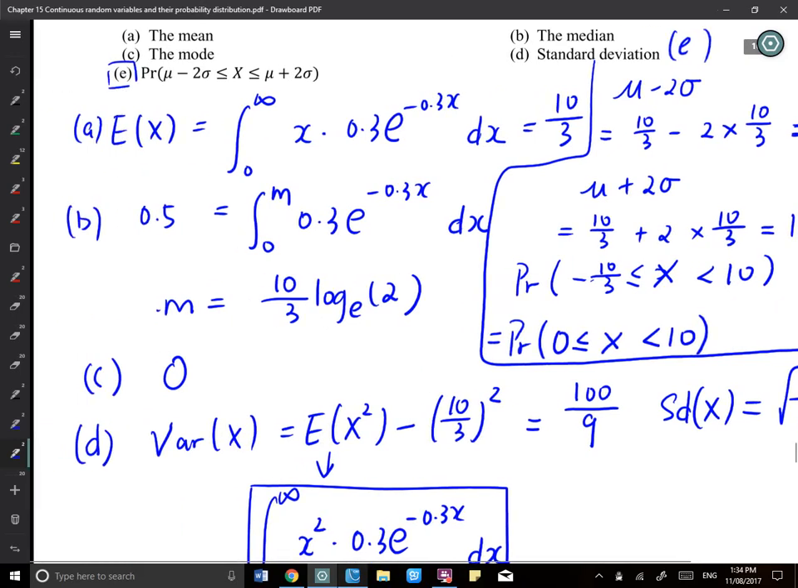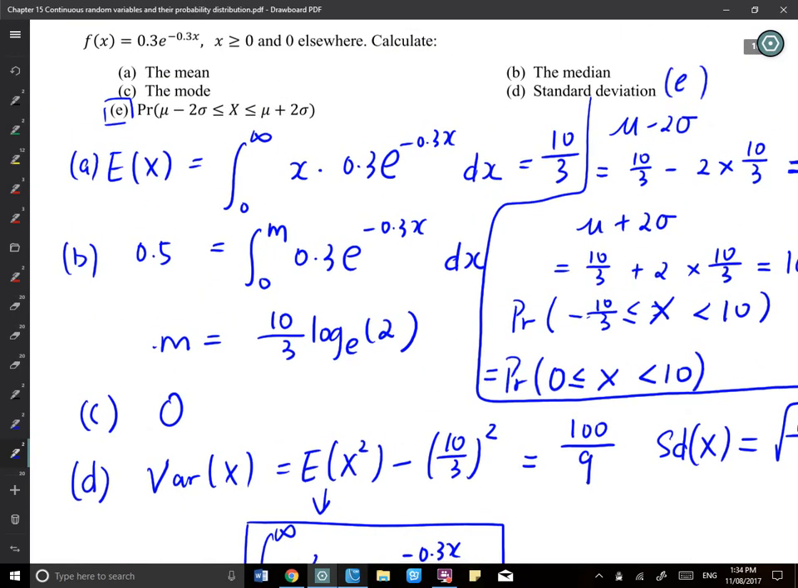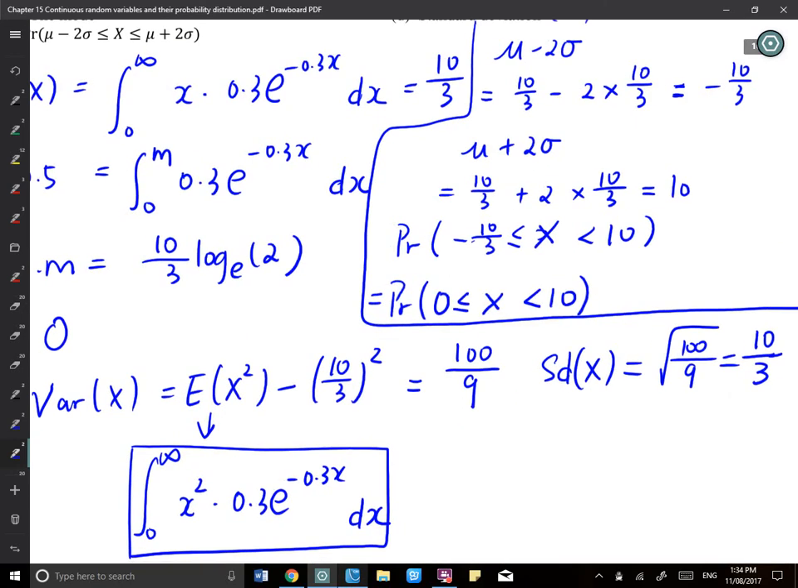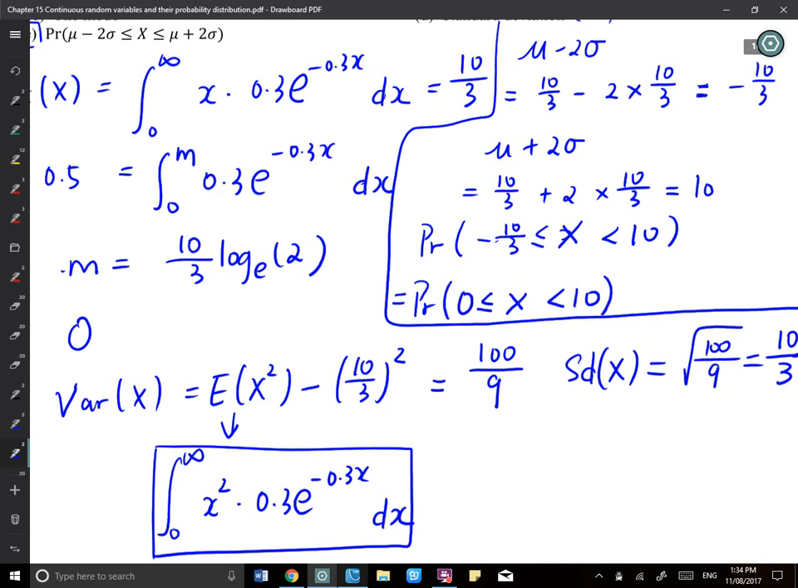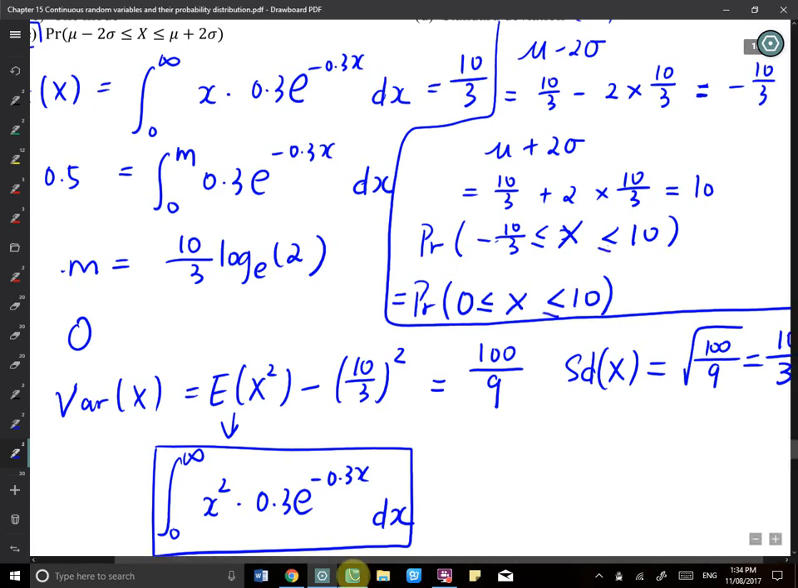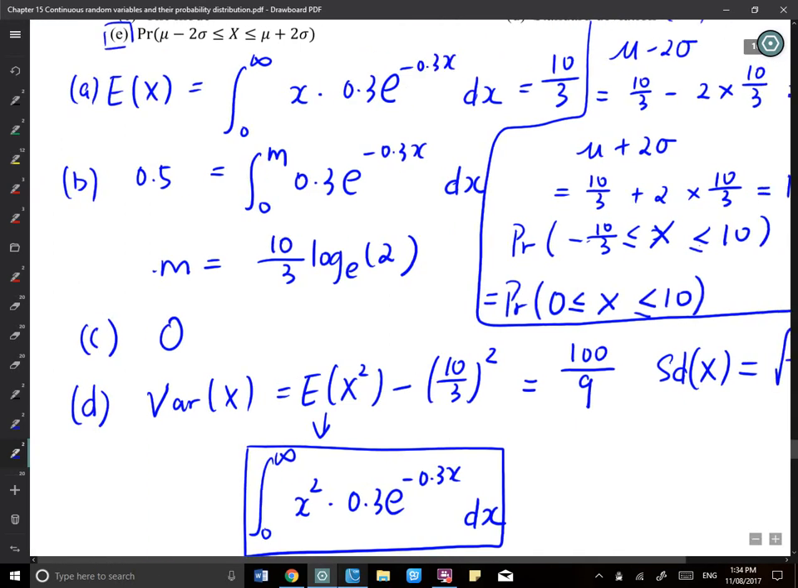That's a very special notation. Mu minus two standard deviations, mu plus two standard deviations. 0.95. Everyone remember, 0.95. I'm not sure if it is or not. Yeah. And why is the negative 10 over 3 equal to x, the other side isn't? Oh, it's equals. I just forgot to write it. It is equals. Thank you.